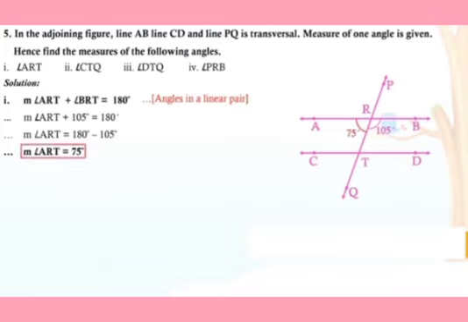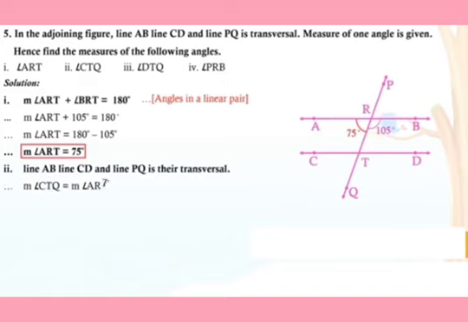Is that clear, my dear students? Yes. So let's solve sub question 2. Now here, angle CTQ. So here we will write line AB parallel to line CD and line PQ is their transversal. This is the given part which is there in your question. Now we don't know the value of angle CTQ. So the measure of angle CTQ is equal to the measure of angle ART. Why? Because they are corresponding angles.